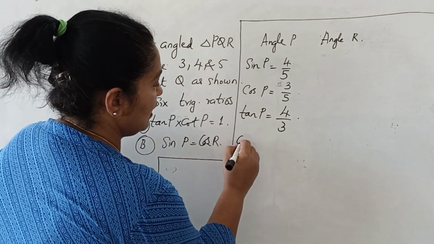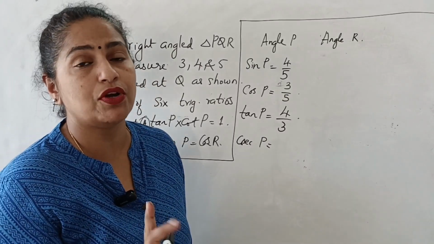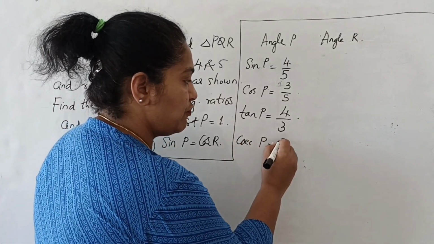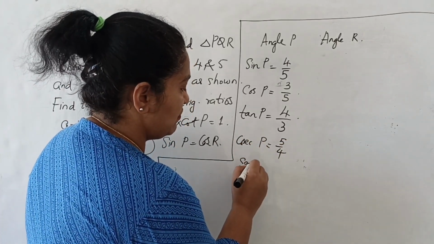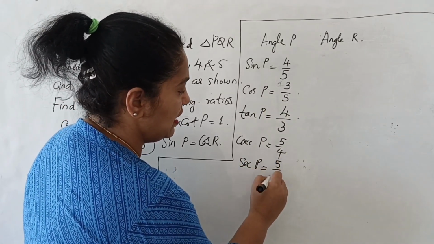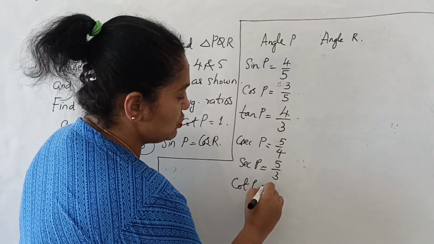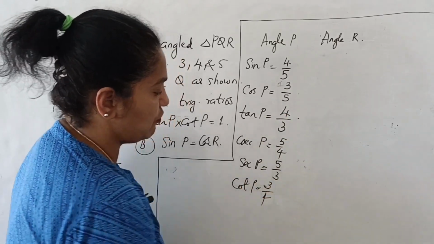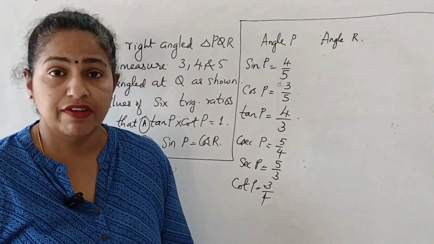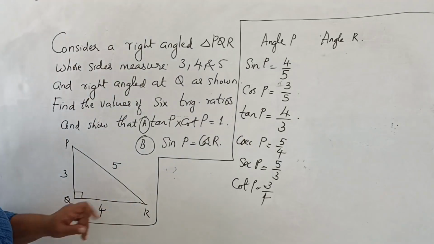Okay. Now next one is cosecant. Cosecant P is the inverse or the reciprocal of sine. So I am going to get 5 by 4. Next is sec P, which is the reciprocal of cos. I will get 5 by 3. And cot P, the value is the inverse of tan P, which is 3 by 4. Very easy. Let us do it for angle R.